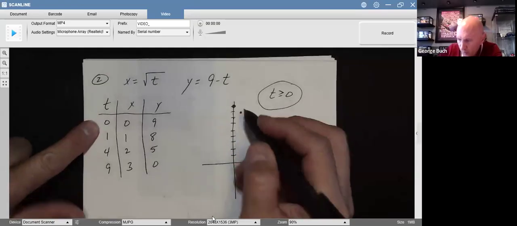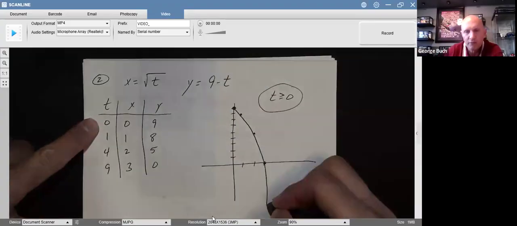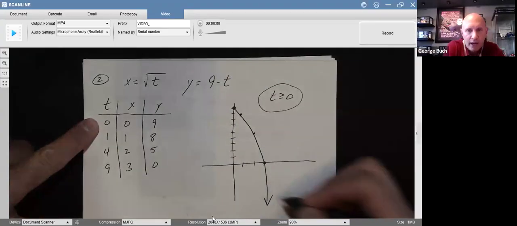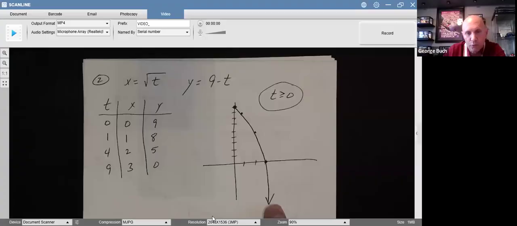And so this is what? This one actually is like the right side of a parabola, right? Pointing downward. On this side, we put the arrow at the bottom because this would keep going. I could still do 16 and 25 and whatever and get more values here.